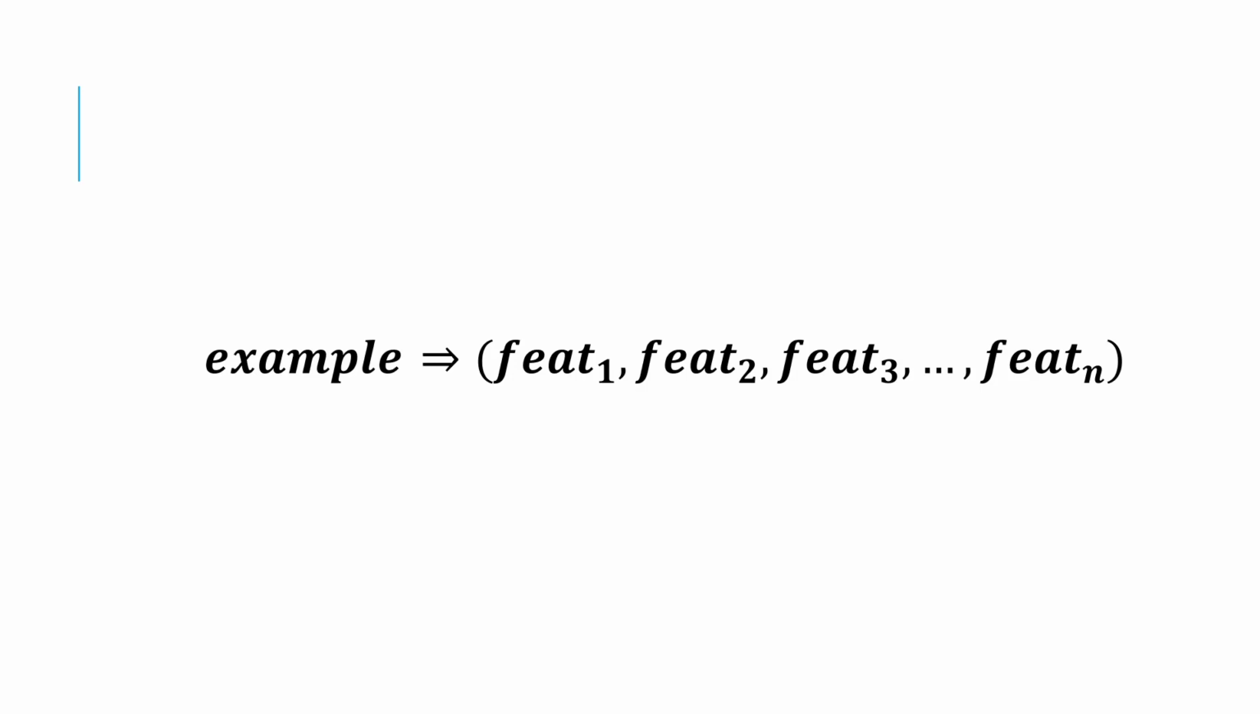From the previous lesson, we have learned that an example is just a collection of feature values and that an example can be written out as a vector. A vector represents a point in a high-dimensional space where one feature corresponds to one dimension.